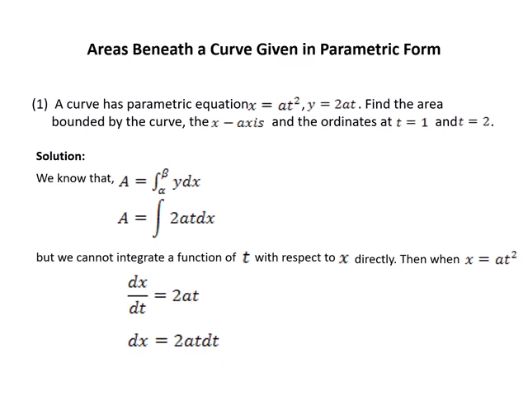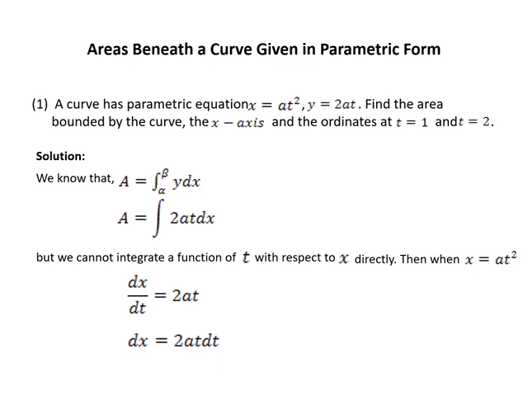That is, we have area beneath a curve given in parametric form. A curve has parametric equations x equal to at squared, y equal to 2at. Find the area bounded by the curve, the x-axis, and the ordinates at t equal to 1 and t equal to 2. So this is how you find the area beneath a curve which is given in parametric form.